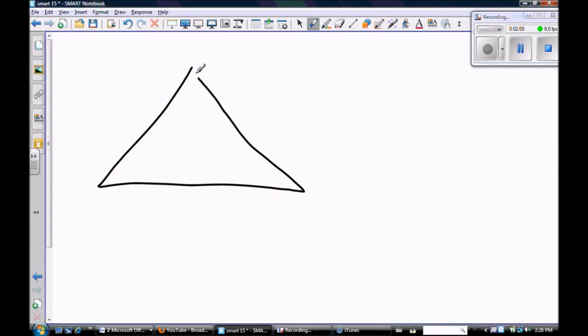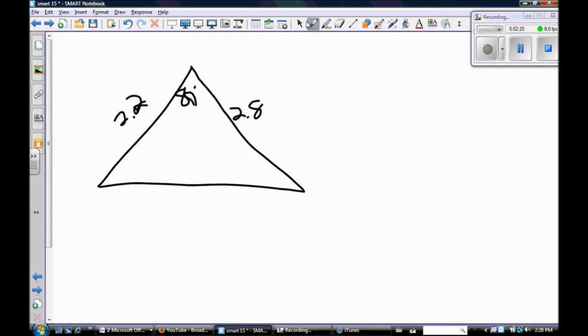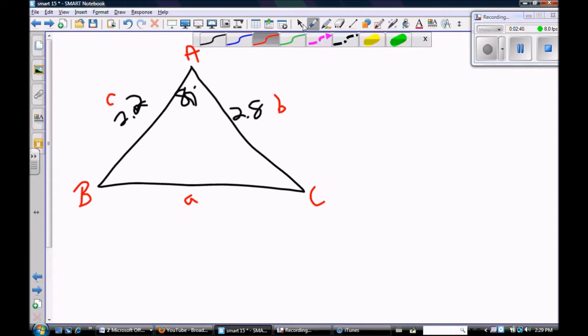So here's my triangle. We're going to call this 80 degrees because we were told it was 80 degrees. This is 2.2. This is 2.8. Did I get everything? Yes. Now, personally, I don't like dealing with any sort of triangle if I can't name it. So I'm going to call this A, B, and C. And so therefore, this side is little a, this side is little b, and this side is little c. And the side that I'm looking for is a.